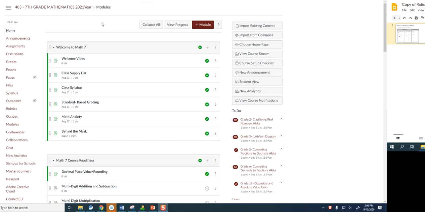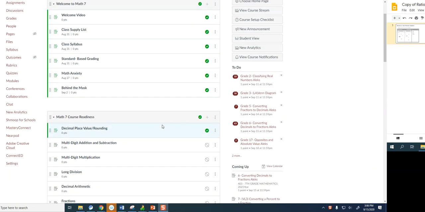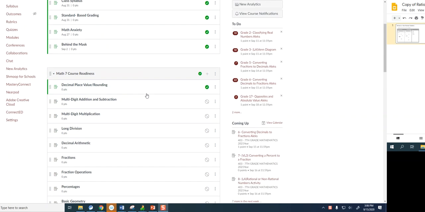When your students log into Canvas and then go to their 7th grade math class, this is what they're going to see. You can see that the first module that pops up is a Welcome to Math 7 module. We have already taken care of that module. There's nothing that they need to do there.